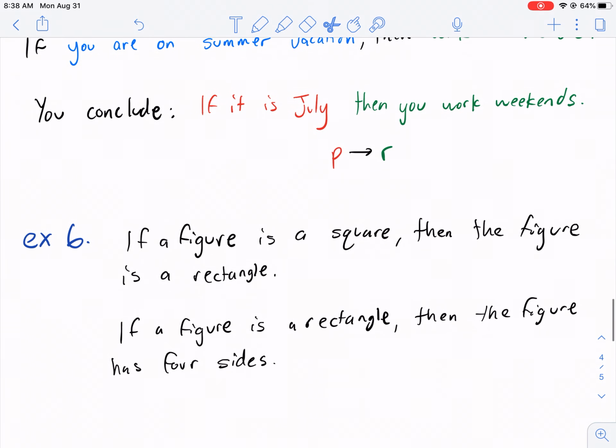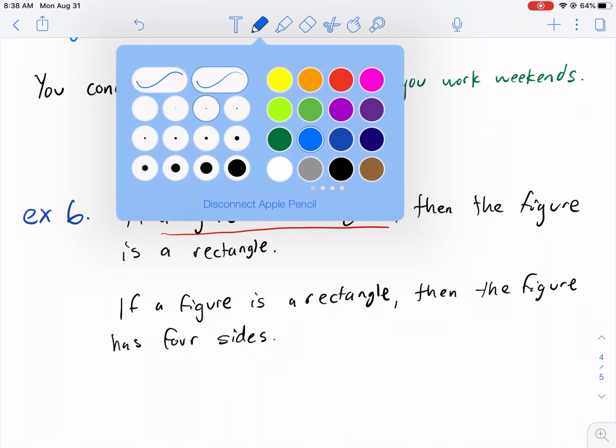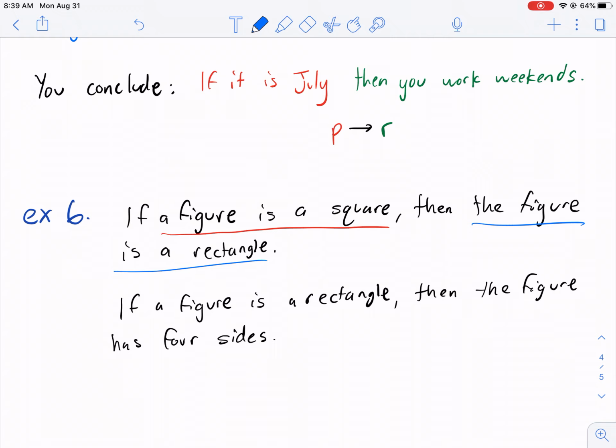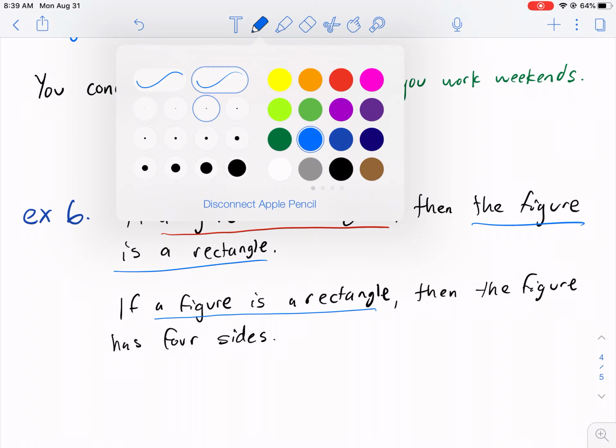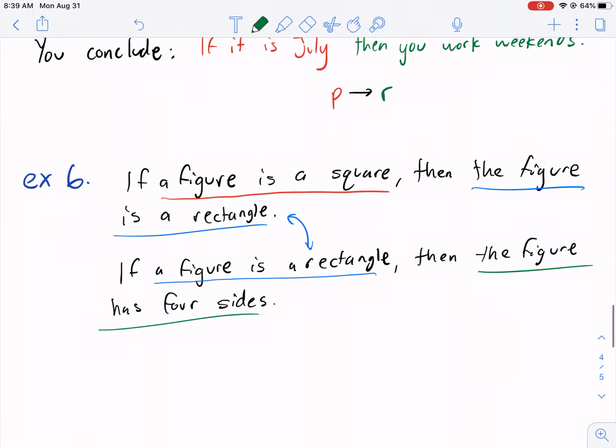If a figure is a square, then the figure is a rectangle. If a figure is a rectangle, then the figure has 4 sides. It's very important that you identify hypothesis, conclusion, second conclusion, because if it doesn't match, then you can't make a true third conditional statement. So if a figure is a square, then the figure is a rectangle. The hypothesis for the second conditional is a figure is a rectangle, so it matches the conclusion of the other one. Therefore, we can bridge it. And I don't mean like a girl's name Bridget. I mean like bridge the gap there.